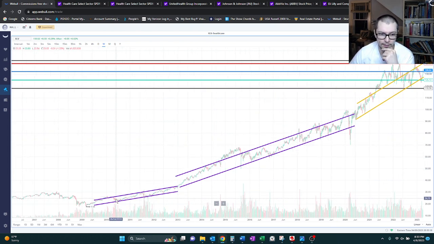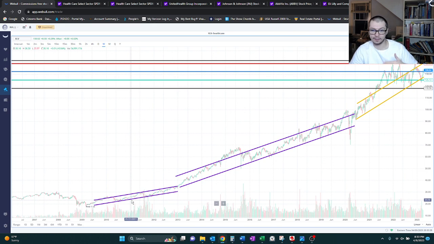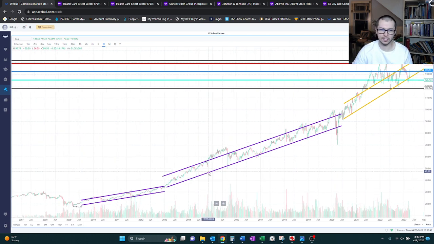Anyways, you can see from about 09 to 12, it had this nice little uptrend going for a number of years. I don't know what angle that would be, maybe like a 10% incline. And then all of a sudden, right in 2012 going into 2013, I don't know if there was a revolutionary healthcare-related drug invented or added to the market, or just changes in regulation.